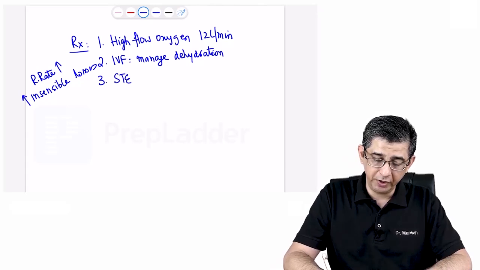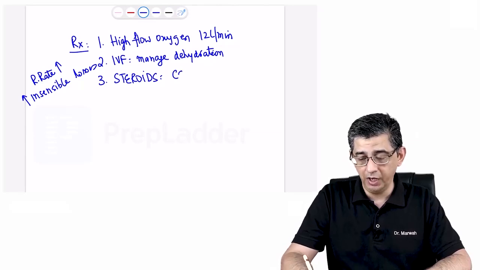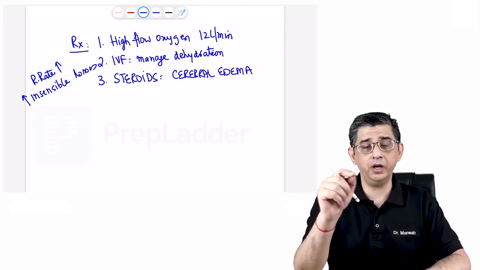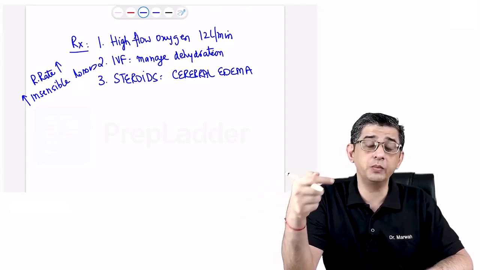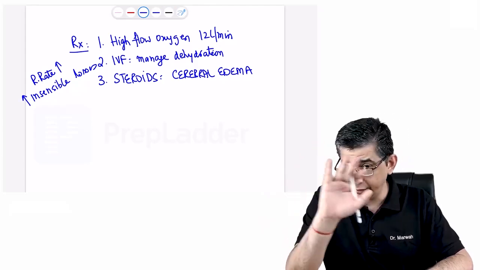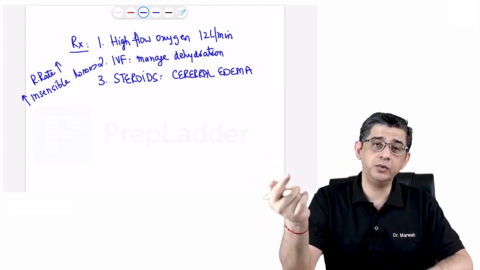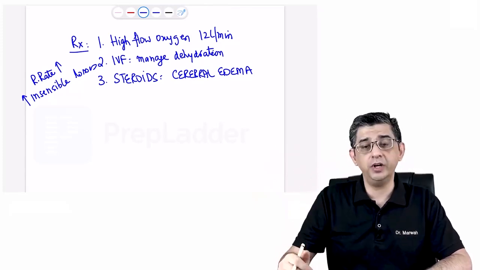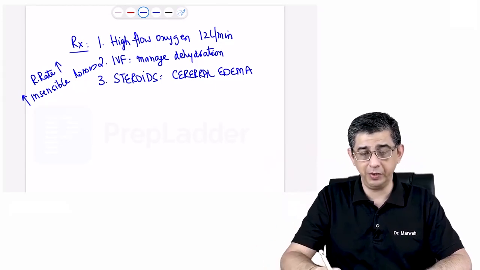Then we will be giving steroids to these patients. Why do you give steroids to these patients? Mainly because of the CNS involvement. Whenever there is damage to the vasculature of the brain, the microvasculature of the brain, there is a cerebral edema. So I want to reduce the vasogenic edema. I'm not talking about cytotoxic. Cytotoxic cerebral edema, seen after stroke, is where you use mannitol. But for vasogenic cerebral edema, I will be giving steroids to these patients.